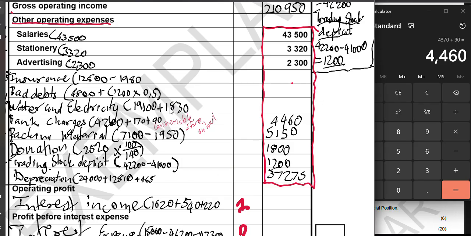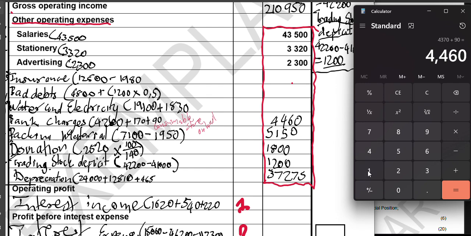We have got our water and electricity. How much is our water and electricity? That's 19,100 plus 1,830. This is 19,100 plus 1,830.